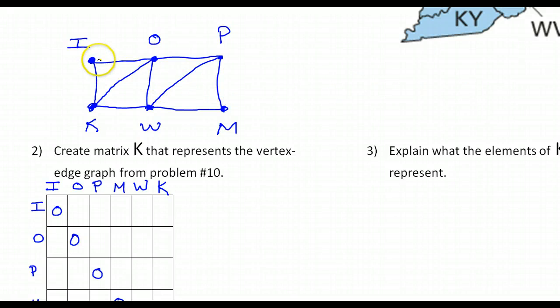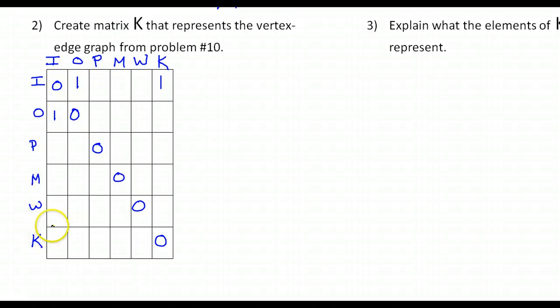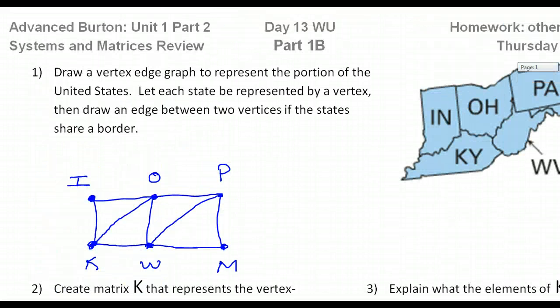For example, I see that Indiana shares a border with Ohio, which means Ohio shares a border with Indiana. Also Indiana shares a border with Ohio and Kentucky, and that's it, just Ohio and Kentucky. So there's Ohio and there's Kentucky. The rest of these will be zeros, because it doesn't share a border with any of these other states.